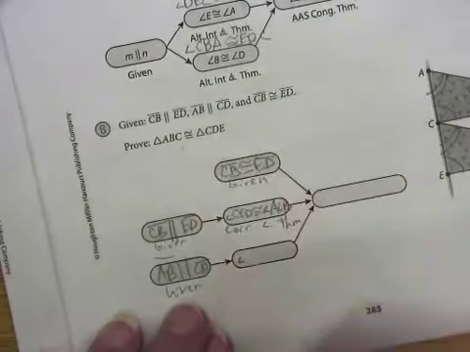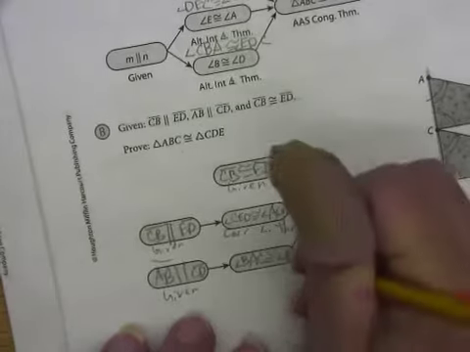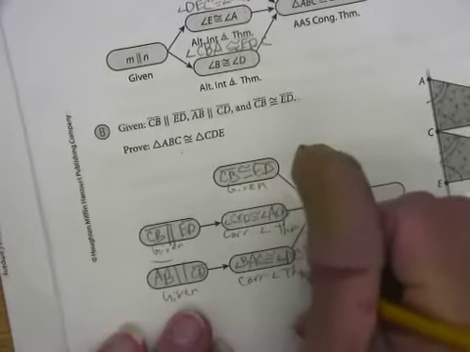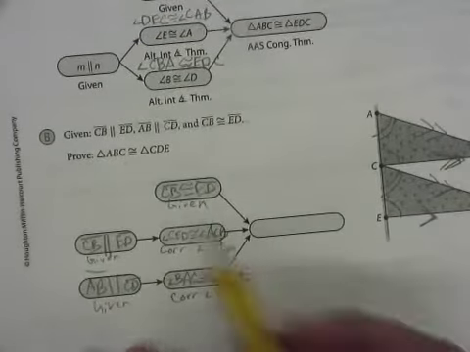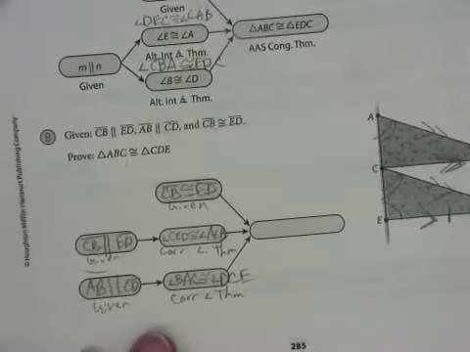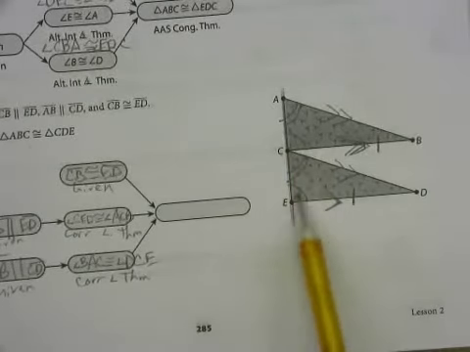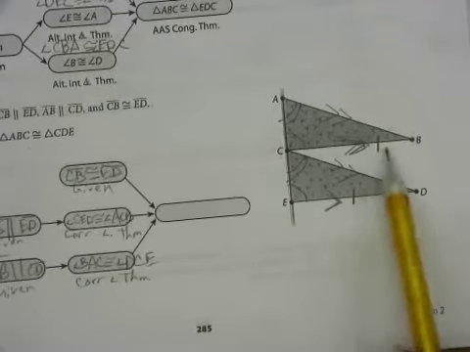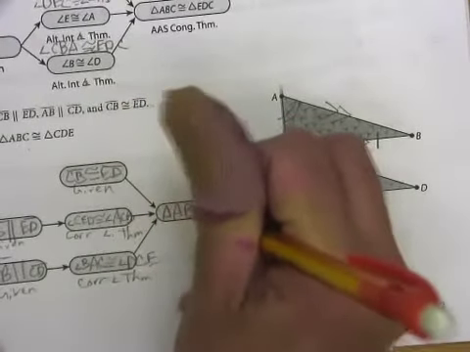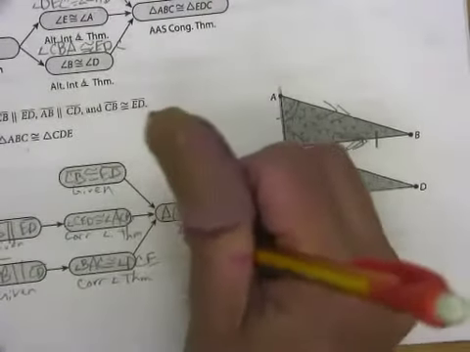Since I know that AB is parallel to CD, again, I still have this transversal. That means that angle A, or angle BAC, will be congruent to angle DCE. Same reason, corresponding angles theorem. And I never got around to marking that CB was congruent to ED. I just marked that they were parallel.